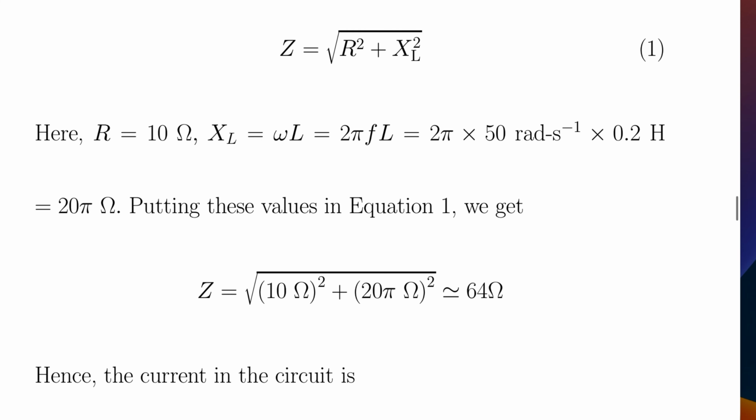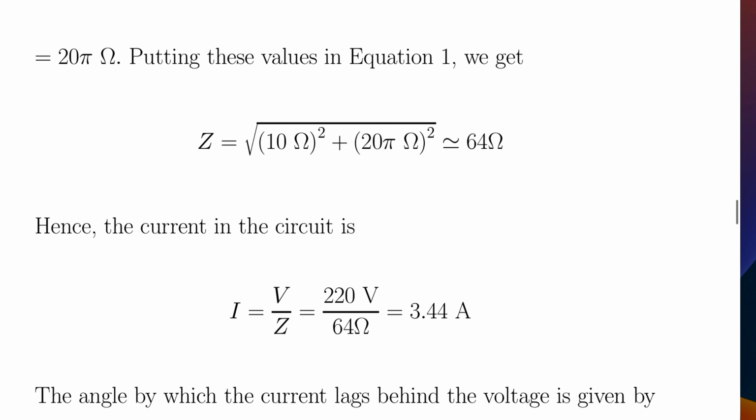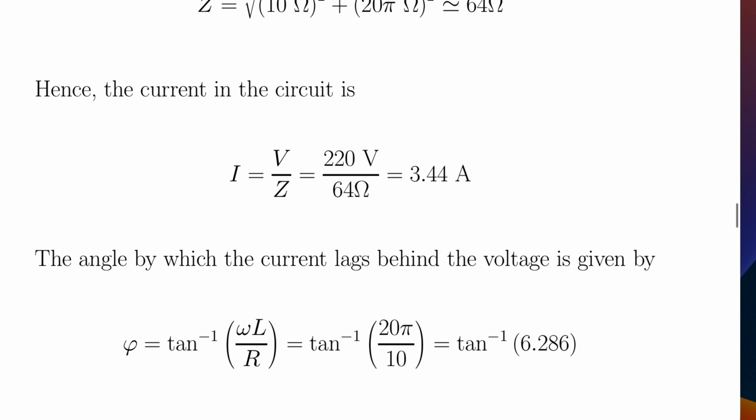So the current in the circuit is I equal to V upon Z. This is 220 volt upon Z is 64 ohm. So this is 3.44 ampere. The angle by which the current lags behind the voltage is given by phi equal to tan inverse omega L upon R.